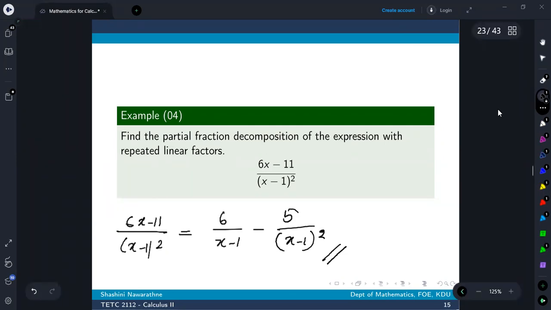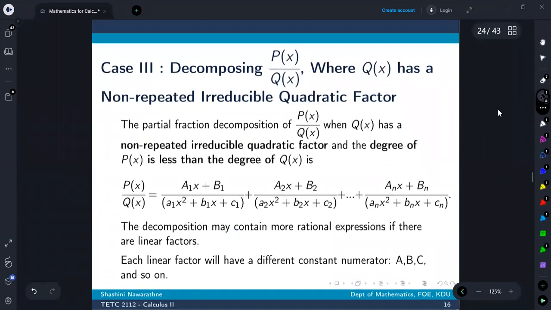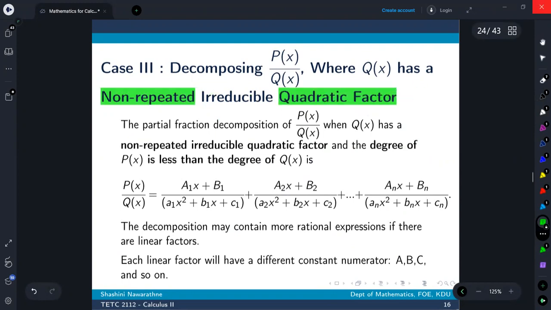So then we can move to case 3. Here in case 3, we are considering P(x) over Q(x) type of expression, and the polynomial Q(x) in the denominator has non-repeated quadratic factors. The quadratic factors mean a factor with power 2. As an example, we can write ax squared plus bx plus c. So this type of factor, and it should be not repeated.